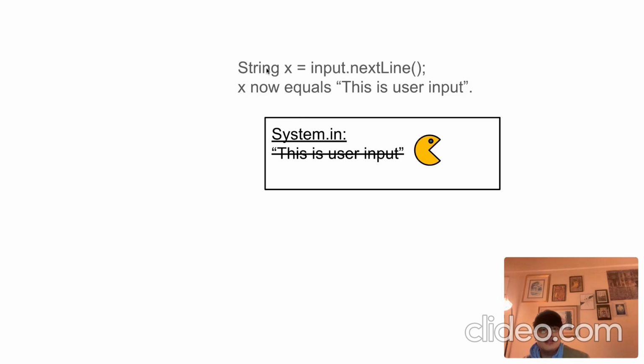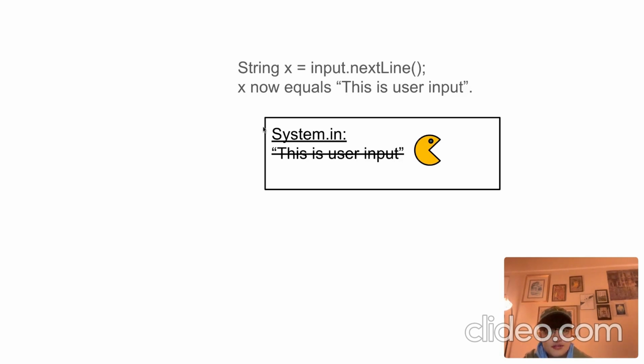So what do I mean by that? Let's just say we want to store in a string what that user inputted. So we say String x equals input.nextLine(). What nextLine specifically is telling our Pac-Man, or our scanner, to do is to start eating until it reaches the end of the line, and then wait at the start of the next line until we want to call another next command.